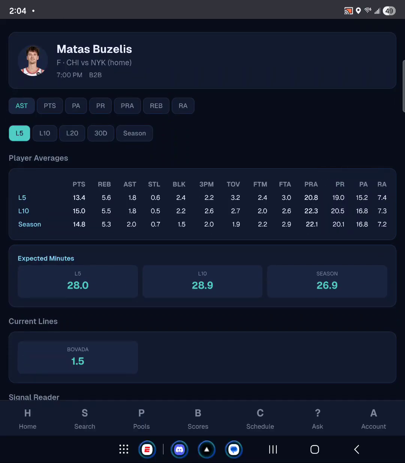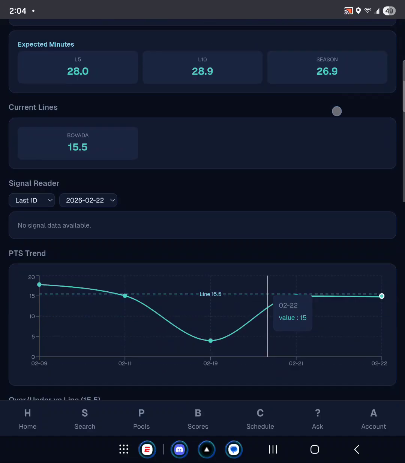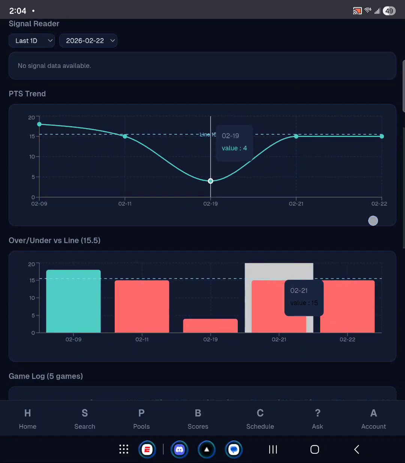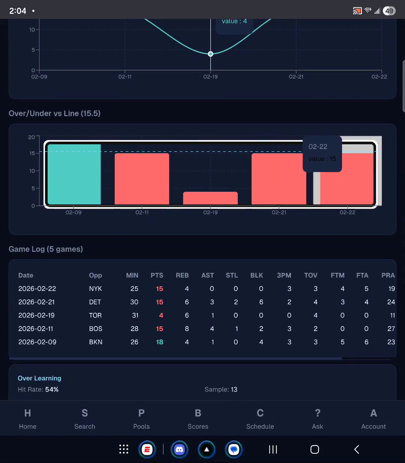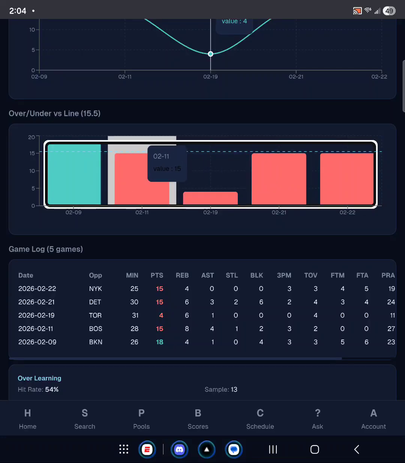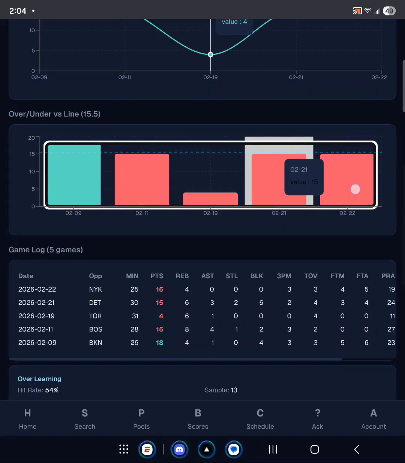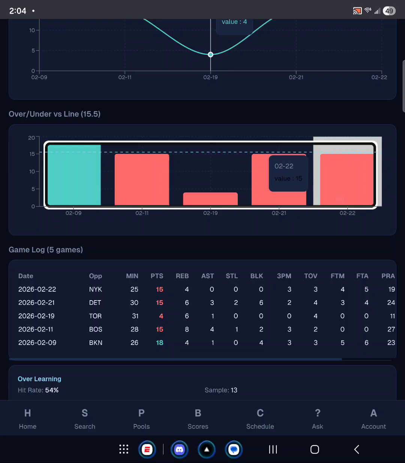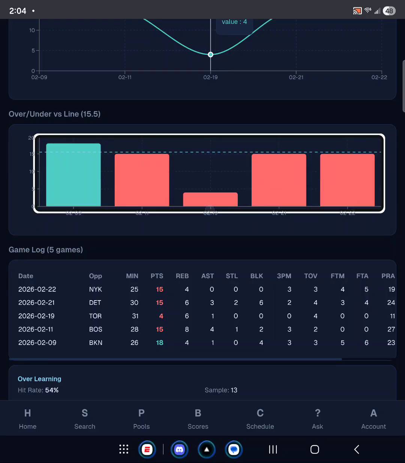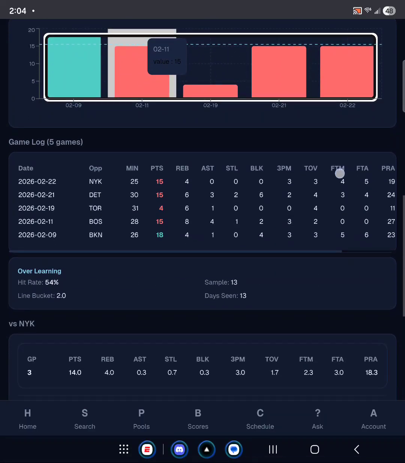So actually, I'm looking at the wrong category. How about we go to the right category? That's why it looked a little confusing. There we go. So you see that he's actually come close to clearing his line a lot of times, but he did not clear his line.